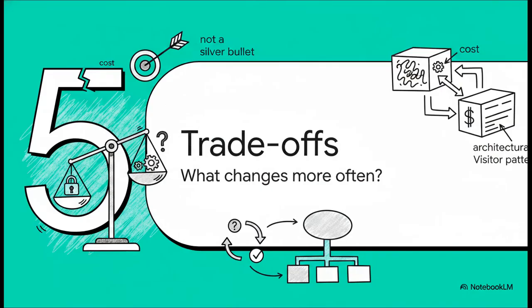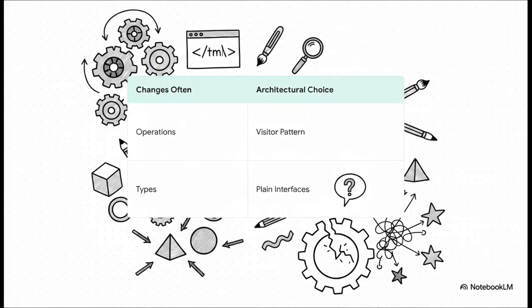Section 5. The ultimate architectural trade-off. Look, every design pattern has a cost. There are no silver bullets in software engineering. Let's see if Visitor is actually the right fit for your system. I really want you to burn this matrix right into your memory. This is your cheat sheet.